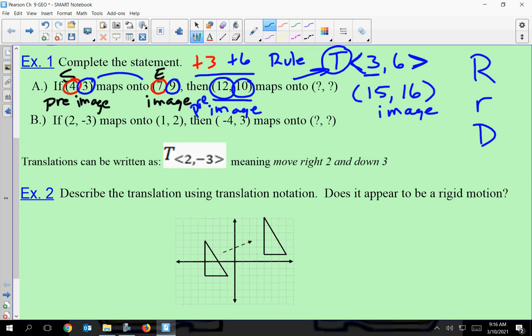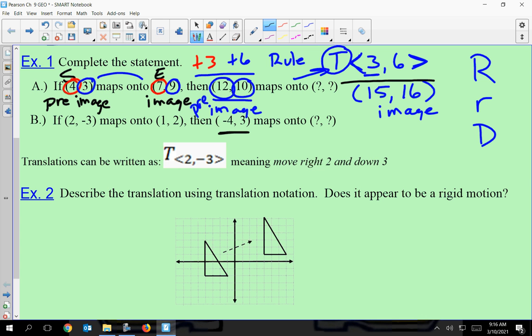Okay. All right. So if you look at B, why don't you guys take a look at that? Look at the change in x. Look at the change in y. Create a translation rule, kind of like what we did here, and apply that to this point. Okay. So you want to hit pause and do that on your own, or write that down and then do it. And then I'm going to start with the solution.